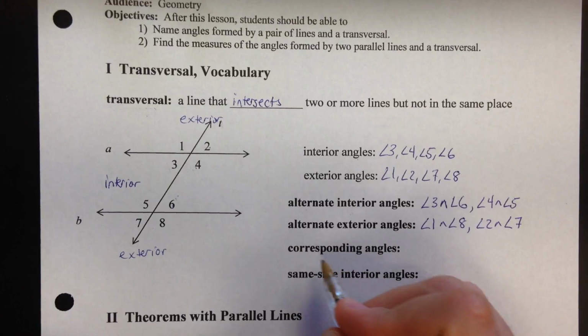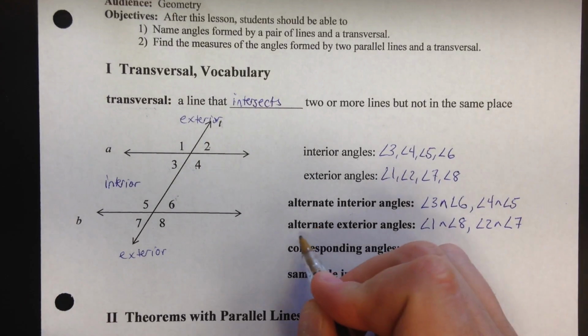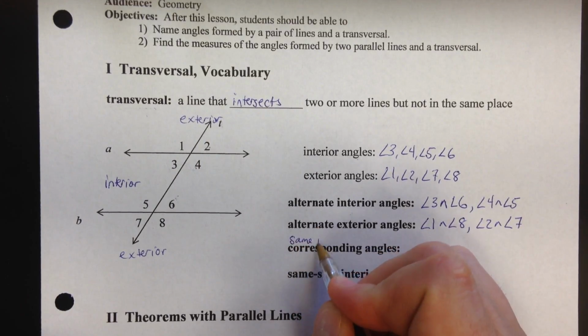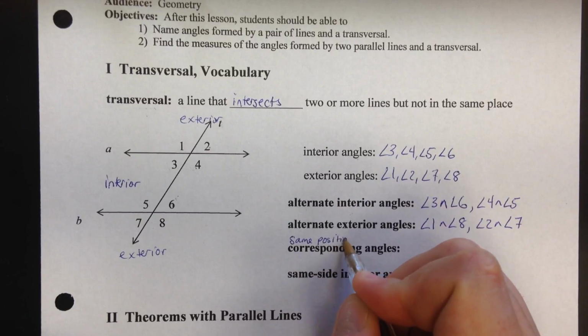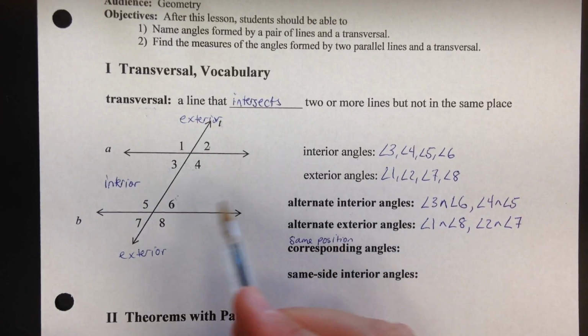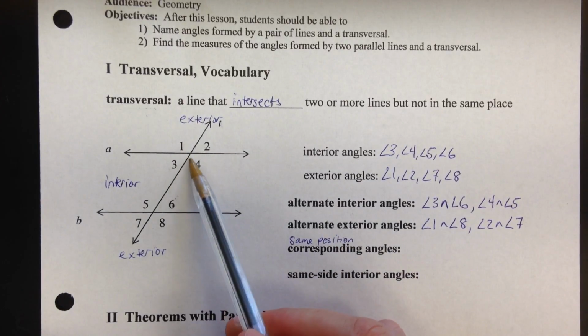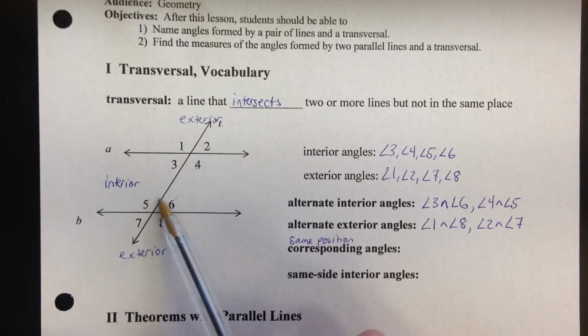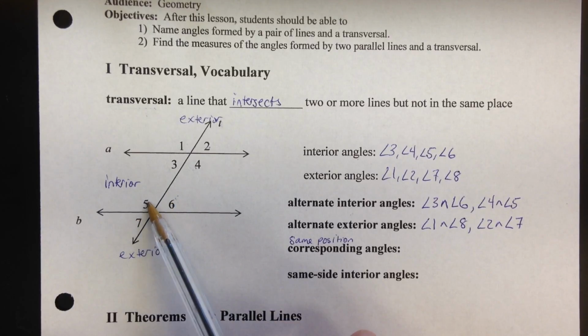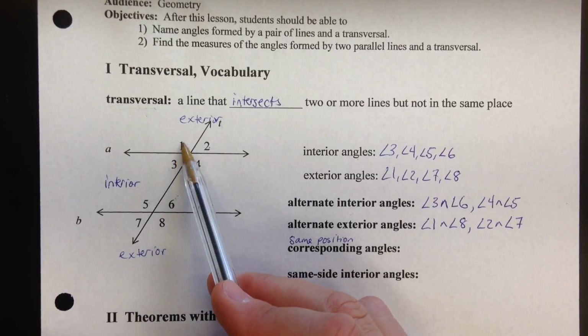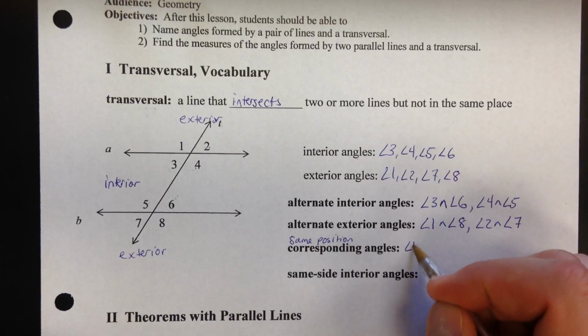Corresponding angles. Corresponding is a word we're going to use quite often. It means same position. For example, angle 1, when I look at this group of 4 right here, angle 1 is in the top left position. If I come down to the 4 angles at the bottom, angle 5 is in the top left position. So one pair of corresponding angles would be angle 1 and angle 5.